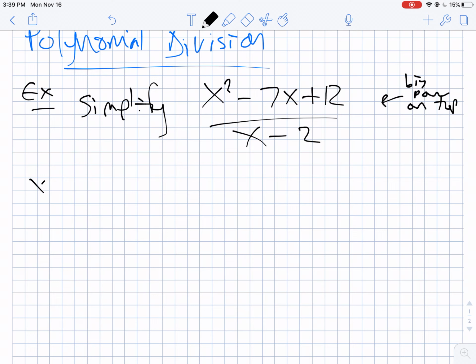So we're going to set this up as like an x minus 2 divides into x squared minus 7x plus 12. Now before we even get into this, let me just go ahead and do a regular long division with numbers like you did in second grade.